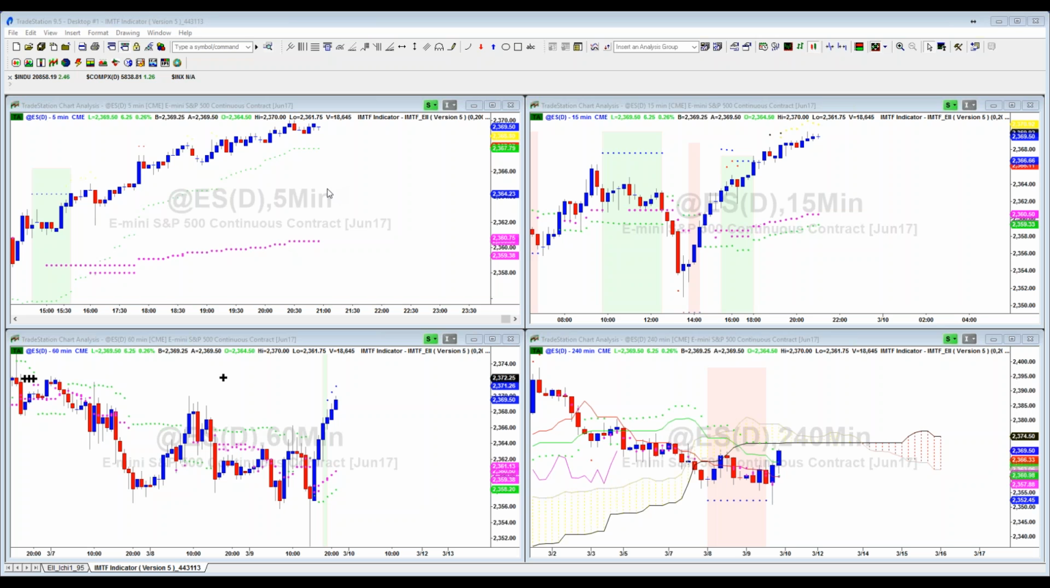But since it's the TradeStation App Store, when you change any of the parameters in the indicator, the only way you can save it is to right mouse click and choose Save Analysis Group. When you click on Save Analysis Group, it's going to look like this.